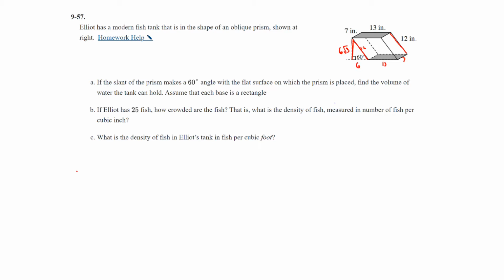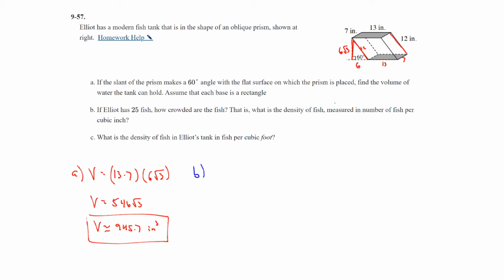So for part A, to find the volume, we want to take the area of the base, which is 13 times 7, and multiply that by the height, which is 6 square roots of 3. So the volume could be rewritten as 546 square roots of 3, or we can approximate that to 945.7 cubic inches.